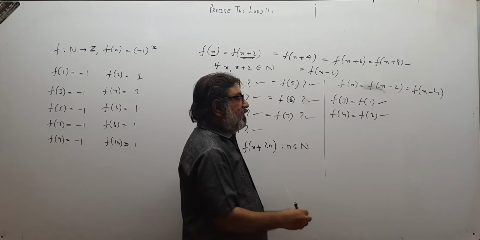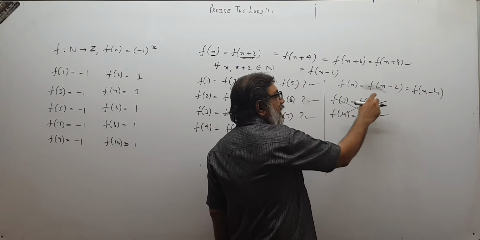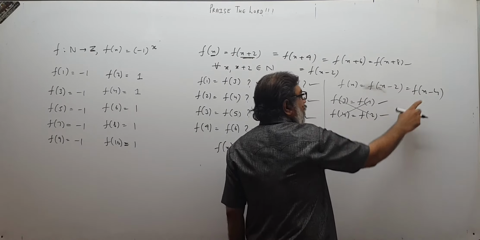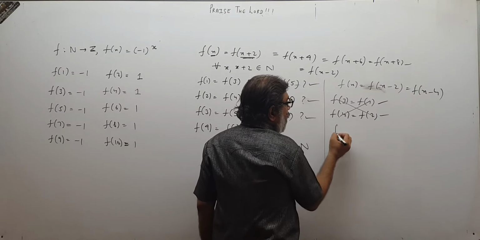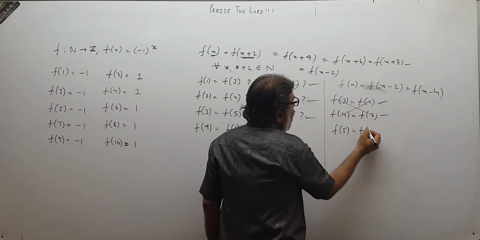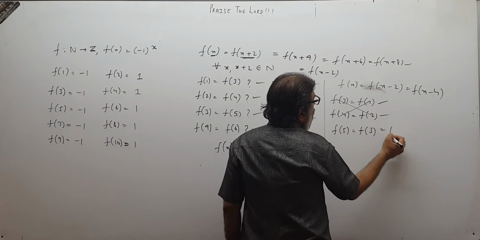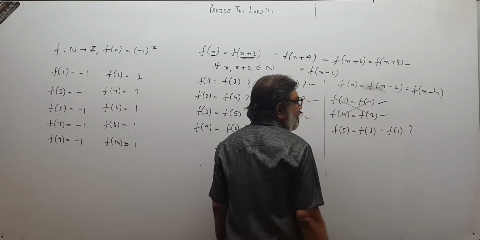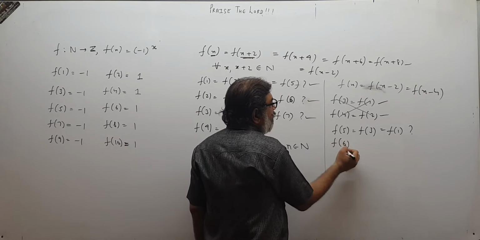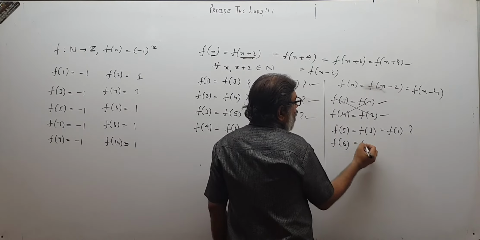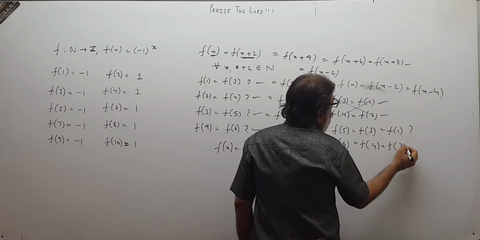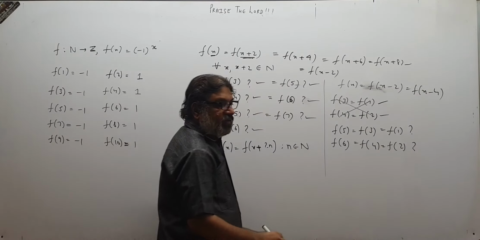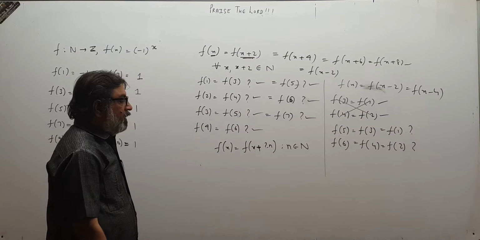Now, we can't take this x, because you have taken 3, so 3 minus 4 will be negative. So let us take x as 5. If we take x as 5, then f(5) is equal to f(3) is equal to f(1). Is it correct? Yes. Take x as 6: f(6) equals f(4), f(2). Is it equal? Yes, f(6), f(4), f(2) are equal.